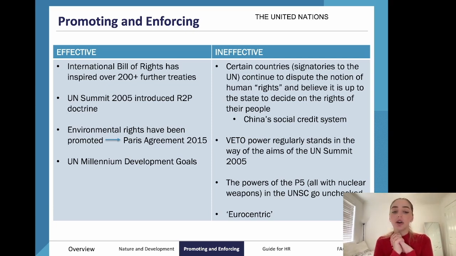The powers of the P5, all with nuclear weapons, so there we're talking about, again, China, Russia, France, England, and the US, in the UN Security Council go unchecked. Okay, so because they have veto power, there's no one checking them and performing those checks and balances. And again, the UN has been critiqued for being Eurocentric, okay, and not considering non-European ideas of human rights and protecting human rights.